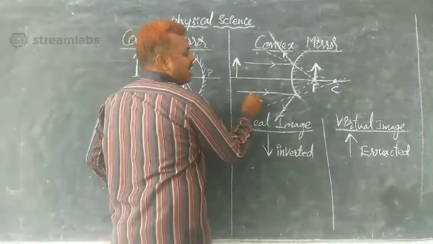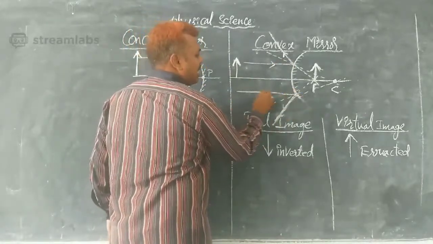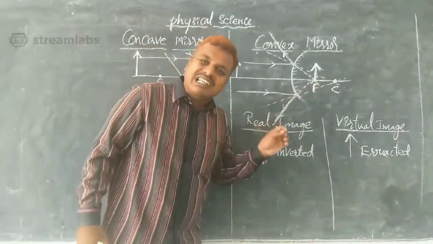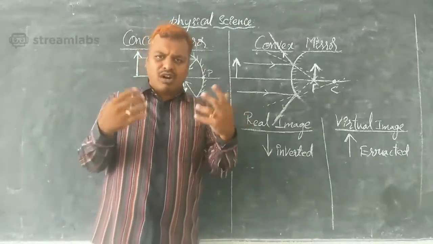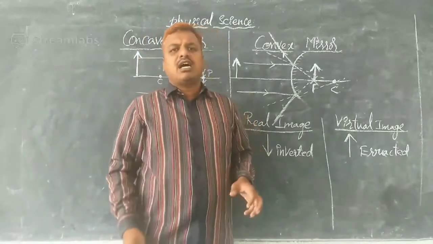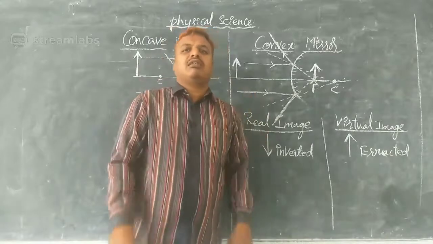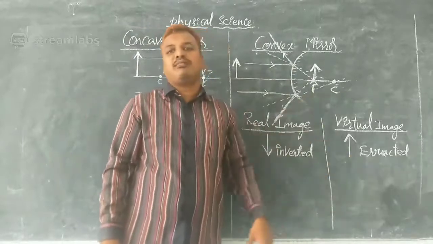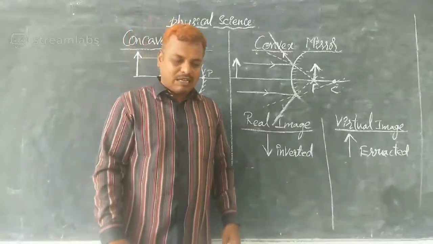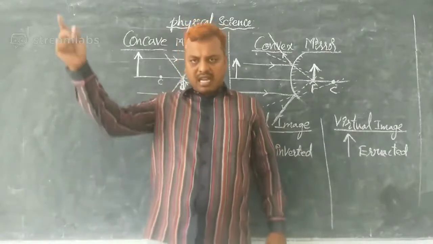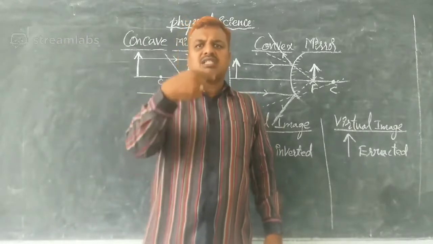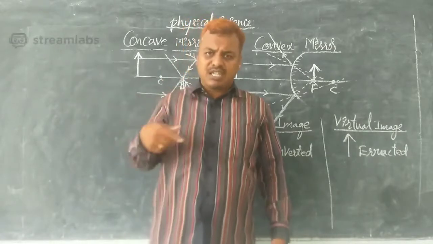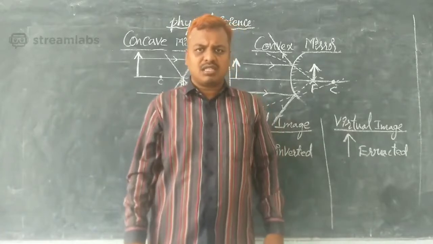Convex mirror is always a diverging mirror. So light ray falls and goes back. When you extend them, this extension is merely what we are expecting and what we are assuming. We cannot really see how the light rays go behind and form the image. No, we cannot see all those things. When you are standing in front of the mirror, light rays come and fall on you, and the image is also formed inside. Can you see the light rays? No, we cannot see all those things.